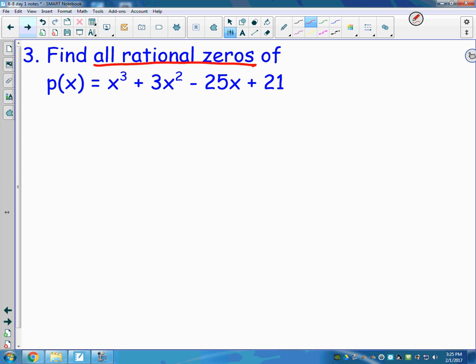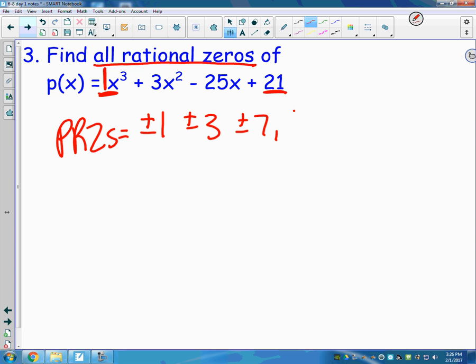So what am I going to do? Step one, I'm going to find my PRZs. Just like the last one, I notice that the leading coefficient is 1. So this one's just going to be factors of 21 over factors of 1. I'm not even going to put a fraction on this, because when I'm dividing by 1, I'm not going to have a fraction. So factors of 21 are 1 and 3 and 7 and 21.